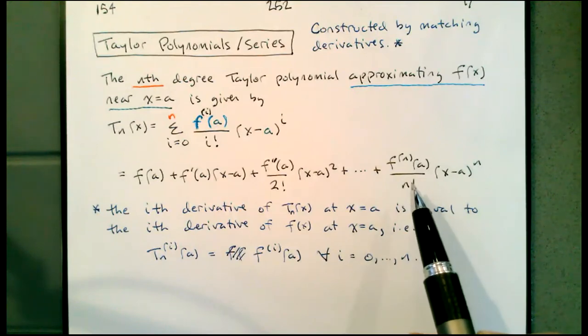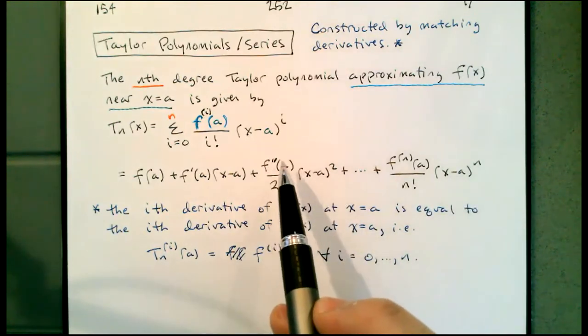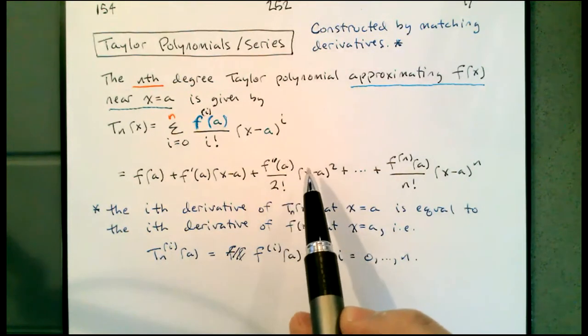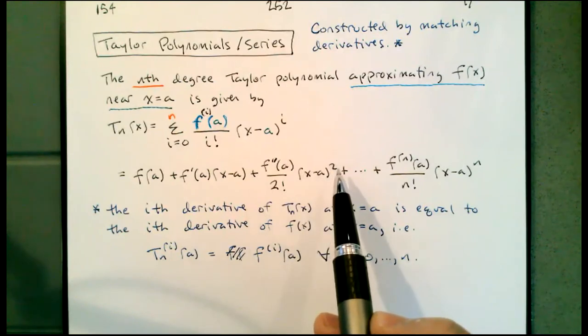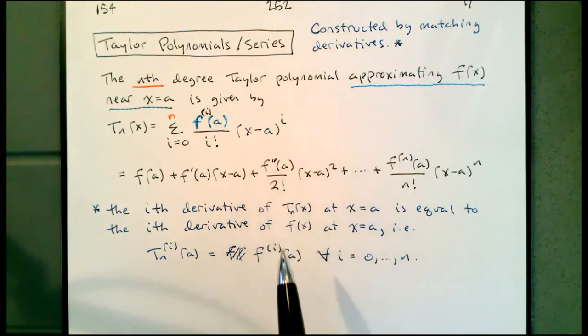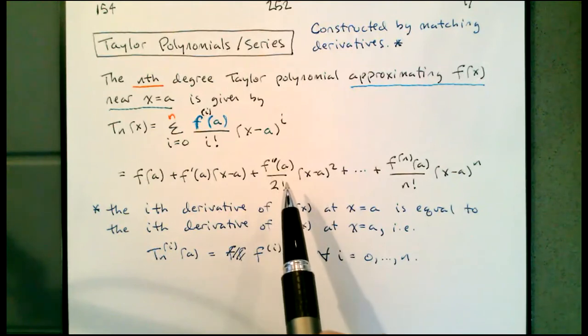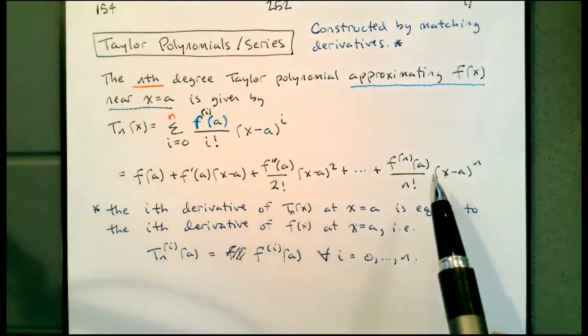So the factorials are there because we want the derivatives to be the same. If I take the derivative of, let's say, f double prime of a over 2 factorial times x minus a squared, the first thing we do is pull the 2 in front and reduce the exponent by 1, and then the 2 cancels out the 2. So that when we take the next derivative, we're just looking at f double prime. Just follow that through here.